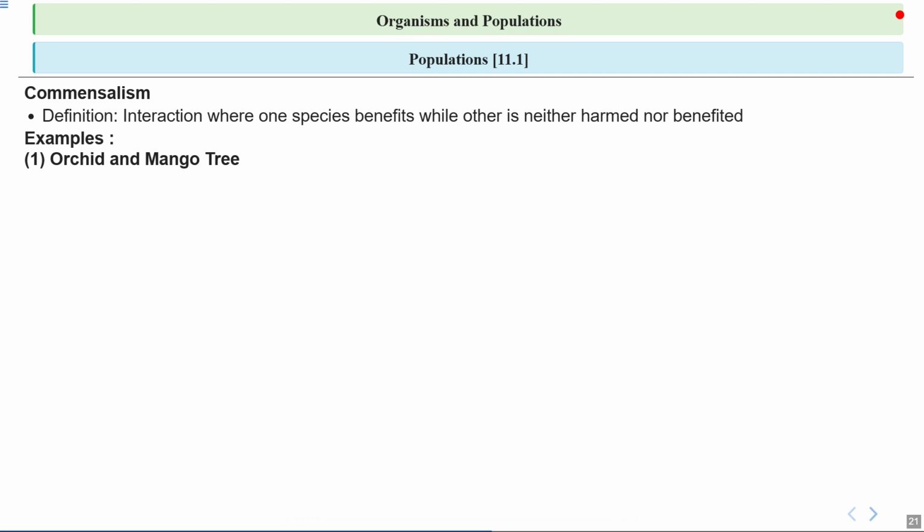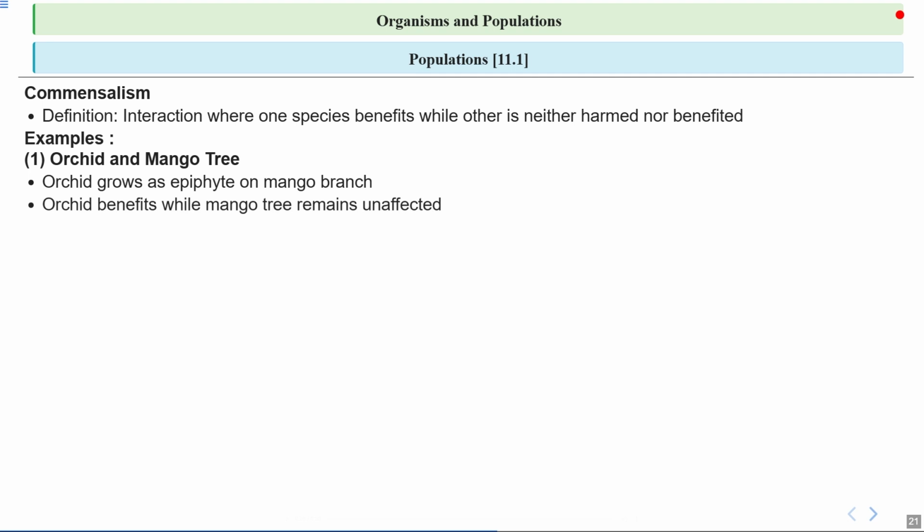Clear? So one species is getting benefited and there is no effect to the other species. So orchid grow as an epiphyte on mango branch. Epiphyte means it lives on the surface of the mango branch without taking nutrients from the tree. And there is no effect happening to the mango plant here. So orchid benefit while mango tree remains unaffected.